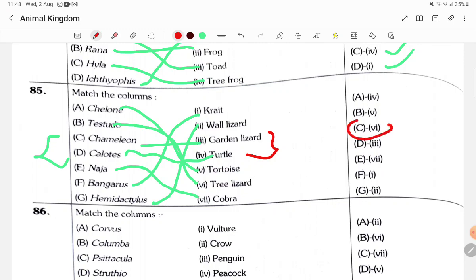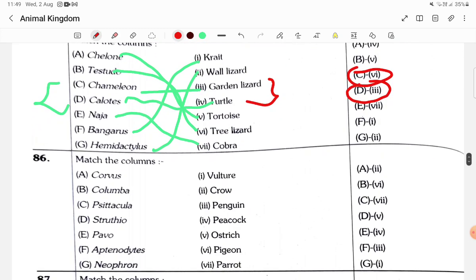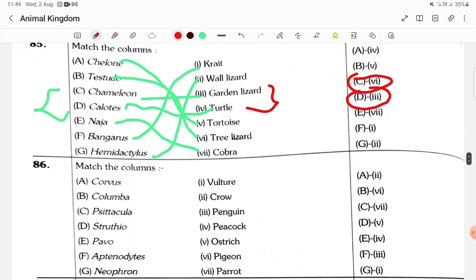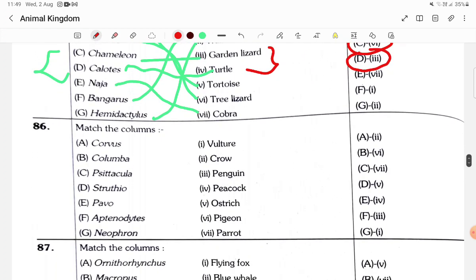C4. D3. I think there is a little mistake, or maybe I'm wrong. I will check this out and mention it in the comment section. So please check that. Coming on to the next question.